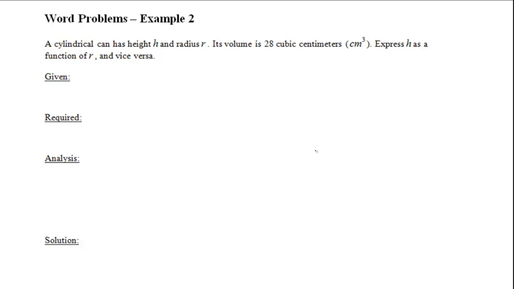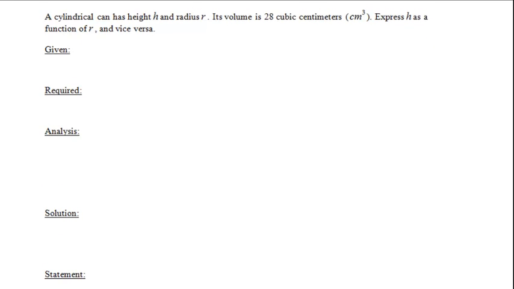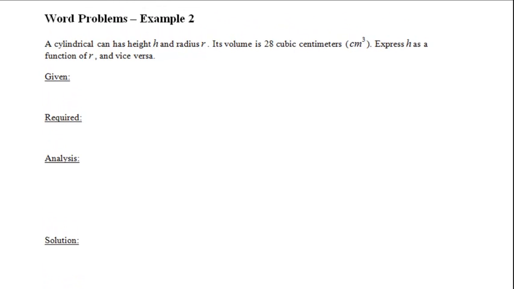This is another example of how to solve a word problem. So once again, we're going to use GRASS, which is given, required, analysis, solution, and statement. So the question here is a cylindrical can has height h and radius r. Its volume is 28 cubic centimeters. Express h as a function of r and vice versa.